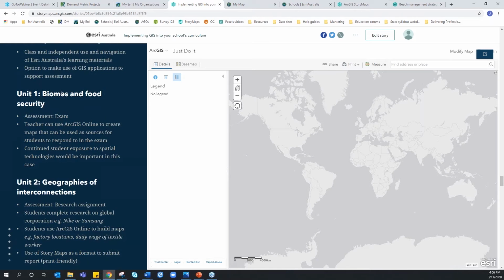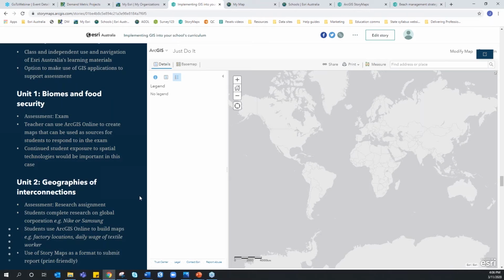So how do I use it in a biomes and food security unit where the assessment is an exam? A good question. I found that as a teacher, I can use ArcGIS Online to create maps, and then I can screenshot that map with the legend, or print view that map with the legend, and I've got an exam source that I can use in an exam.